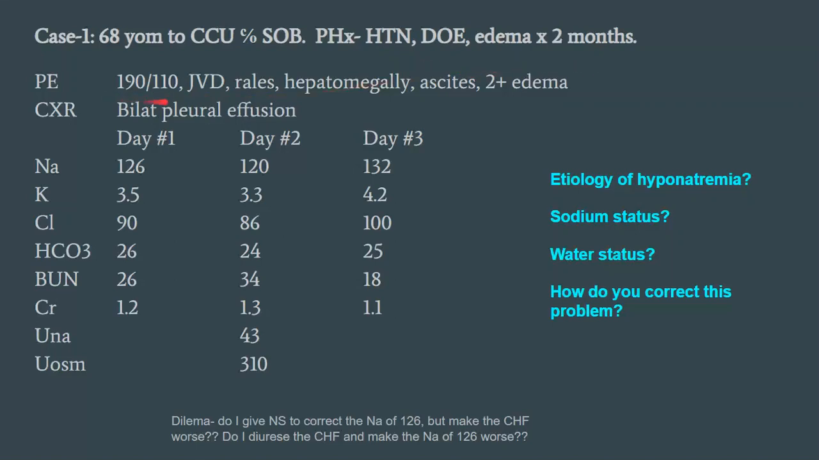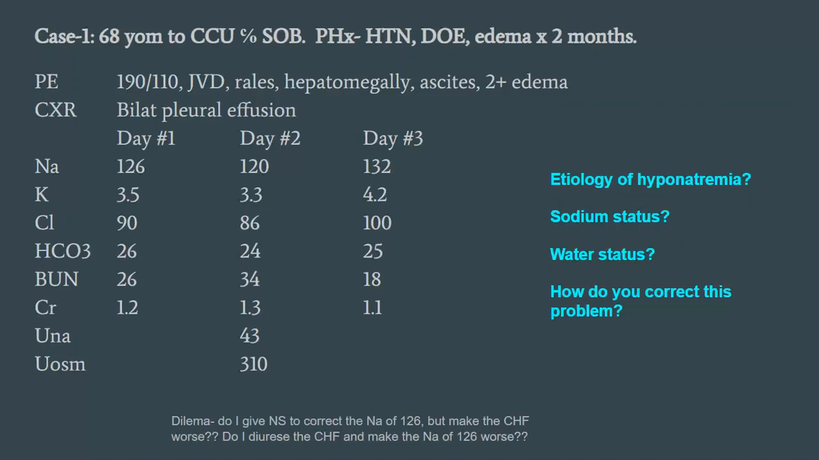Look at her blood pressure. It's up. She's got JVD, rales, hepatomegaly, ascites, and 2 plus edema. She's got a bilateral effusion on x-ray. And you think, God, this lady's swollen and edematous. And then you get some labs, and one of the things you look at is the sodium is 126. And you say, oh man, what's going on here?